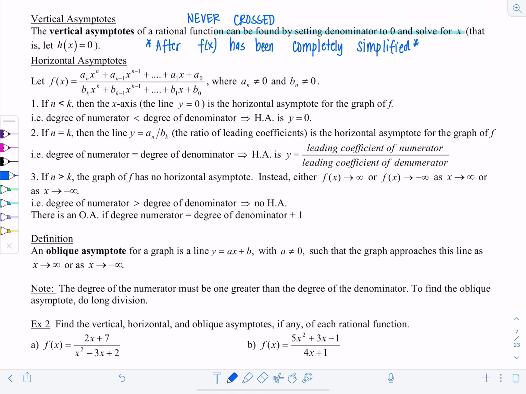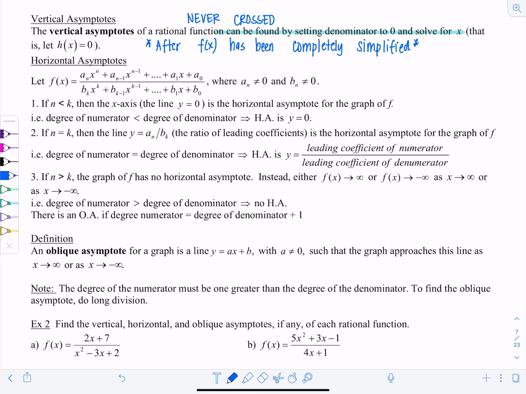Okay, vertical asymptotes are never crossed, because basically they come from where the denominator is 0. So they come from specifically the values of x that are excluded from the domain. So there's no way, no how that the function is going to cross them. Not always the case with the horizontal asymptote.